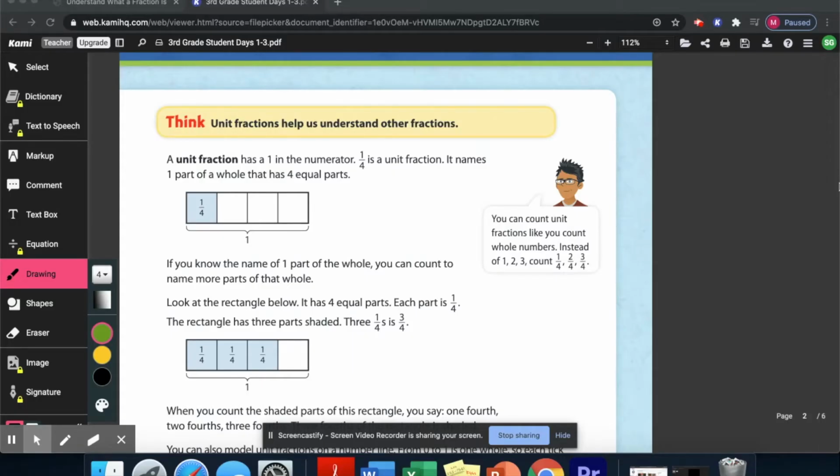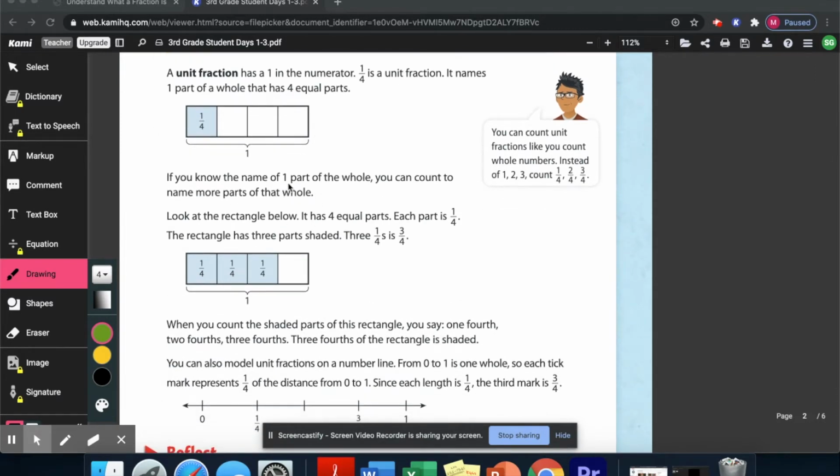Now we're off to the second page. We come to another think, and it says unit fractions help us understand other fractions. A unit fraction has 1 in the numerator. 1/4 is a unit fraction. It names 1 part of a whole that has 4 equal parts. So they have 1/4 shaded in out of this entire whole.